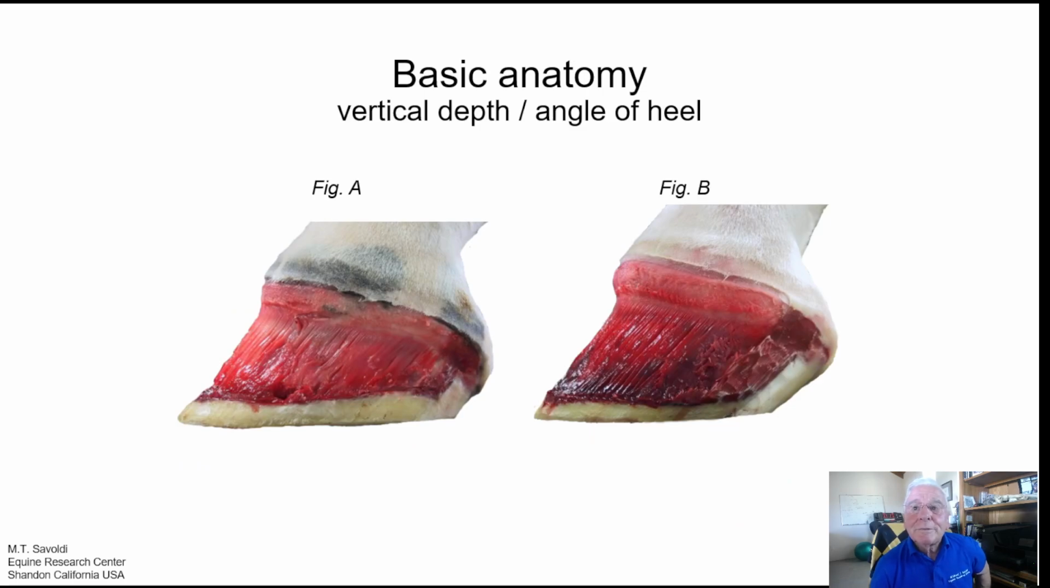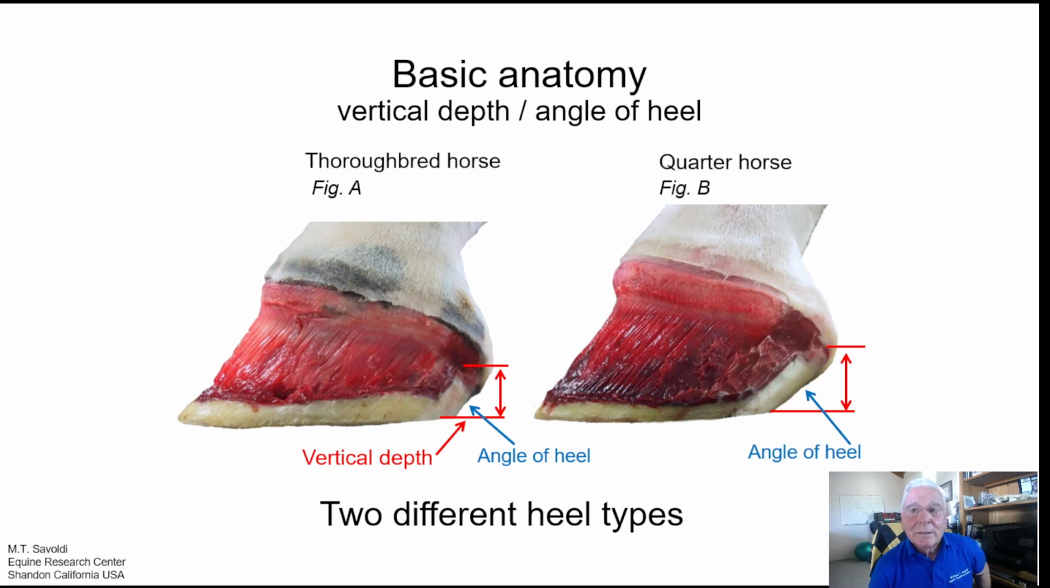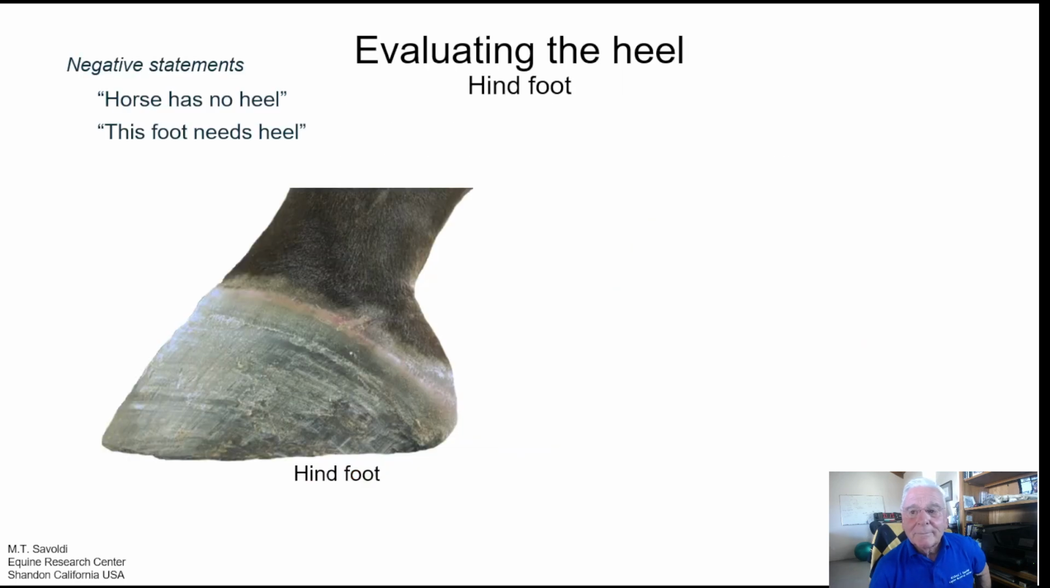So let's compare the 2 feet. The vertical depths are different. The angles of the heel are different. Both are standing on a sound base, but the internal angles are different. So what we're looking at is 2 different heel types. We could say a quarter horse and a thoroughbred. So why do we want to take a thoroughbred or a low-heeled horse that's naturally its development and try to make it look to please our eye? We need to please the horse.